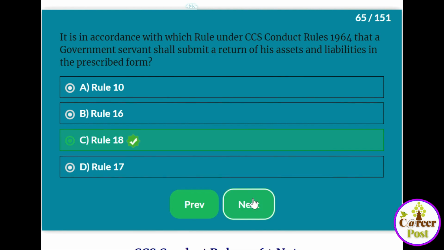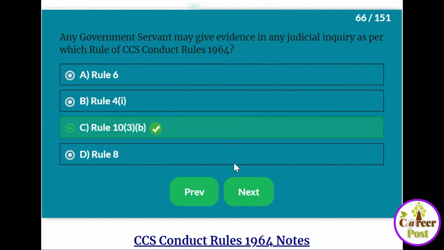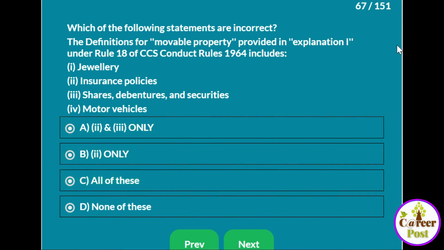It is Rule 18. Any government servant may give evidence in any judicial inquiry as per which rule of CCS Conduct Rules? It is 10(3)(b). Which of the following statements are incorrect? The definitions of movable property provided in explanation 1 under Rule 18 of CCS Conduct Rules 1964 includes jewellery, insurance policies, shares, debentures and security, motor vehicles. Answer is none of these.